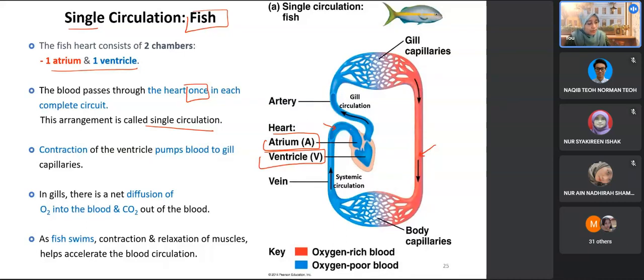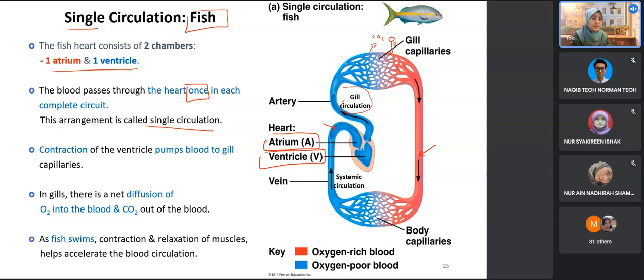Okay. So oxygen poor blood, deoxygenated blood, enters into the atrium and then into the ventricle. The ventricle will pump the oxygen poor blood into the gill circulation. In the gills, where gaseous exchange occurs, carbon dioxide diffuses out and oxygen diffuses in from the water source. So the medium that carries the respiratory gas is the water, for fish obviously.